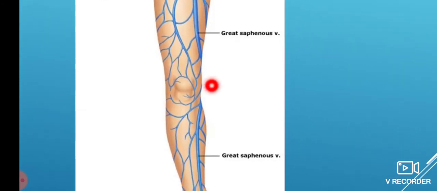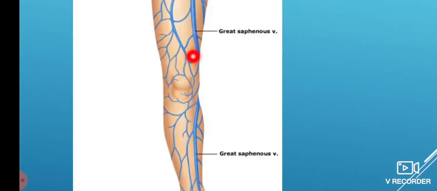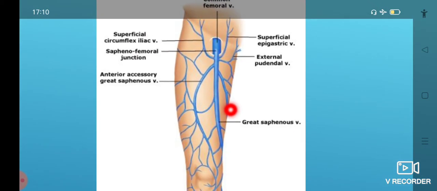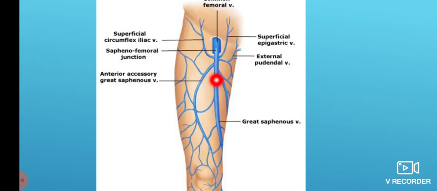Then it passes behind the knee to reach the popliteal fossa. Again it inclines into the anterior aspect of the thigh. Then it passes up along the anterior aspect of the thigh. It reaches the upper part of the thigh. In your body, in the upper part of the thigh, the deep fascia consists of an opening, and that opening is called saphenous opening. Saphenous opening is actually closed by a fascia called the cribriform fascia.